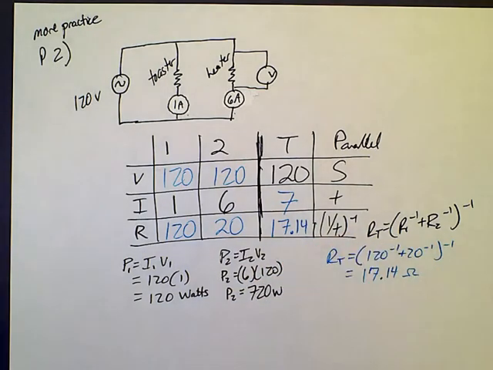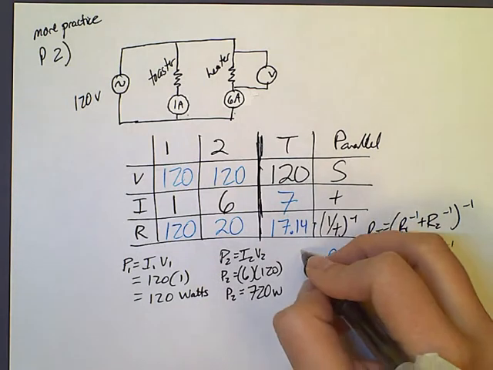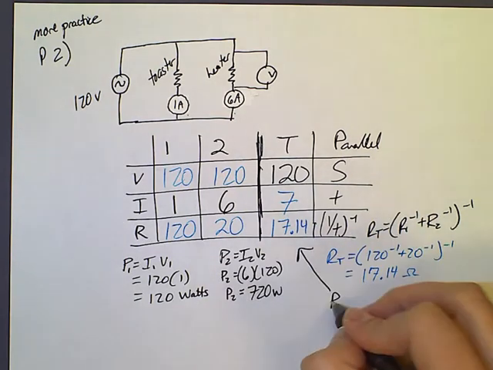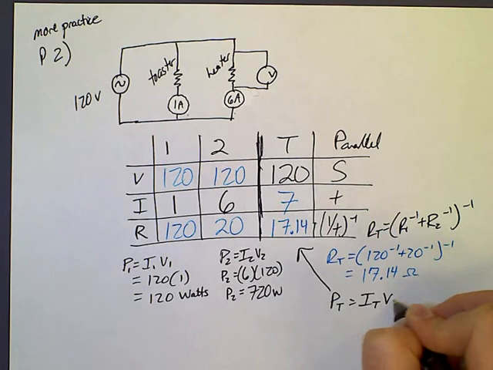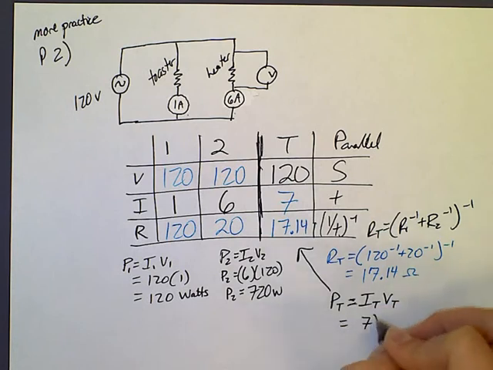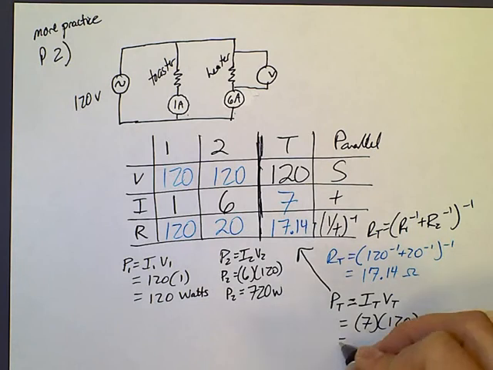And for the total, for P total, I just use I total and V total. And so I have 7 and 120, and I have a total power of 840 watts.